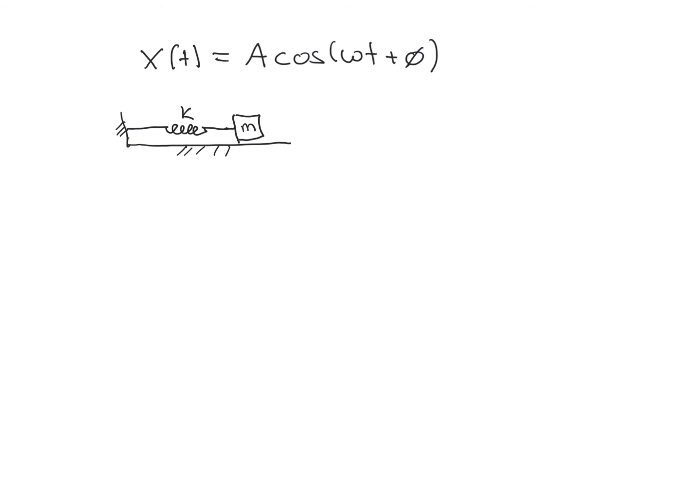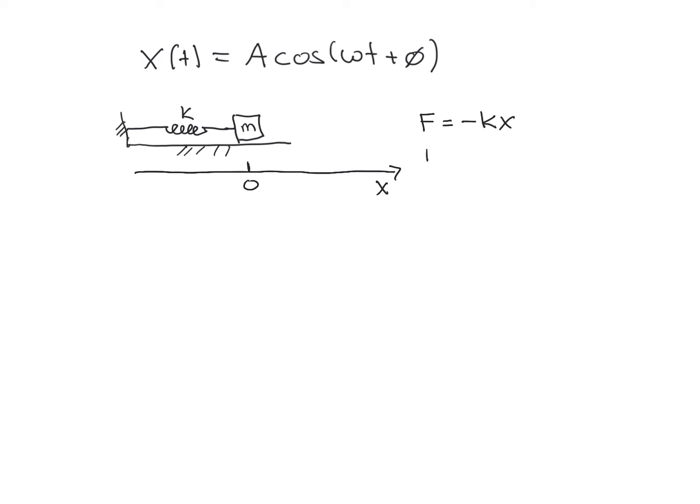And let's build a little x-axis here. I'm going to call the horizontal direction x, and I'm going to make the relaxed position of the spring, where it's not exerting a force, x equals 0. Then we can either stretch or compress the spring, and we'll assume it's an ideal spring. So the force that is exerted on the mass is just equal to minus k times x.